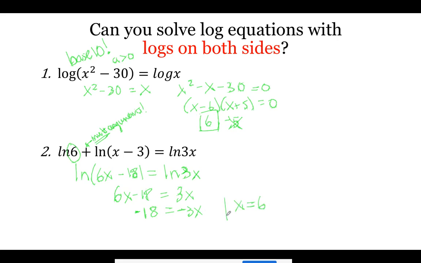Does that make sense? If x is 6, this would be 18. This would be 3, and then you multiply them and get 18. So yeah, that works. Cool. So that's simplifying with logs on both sides.